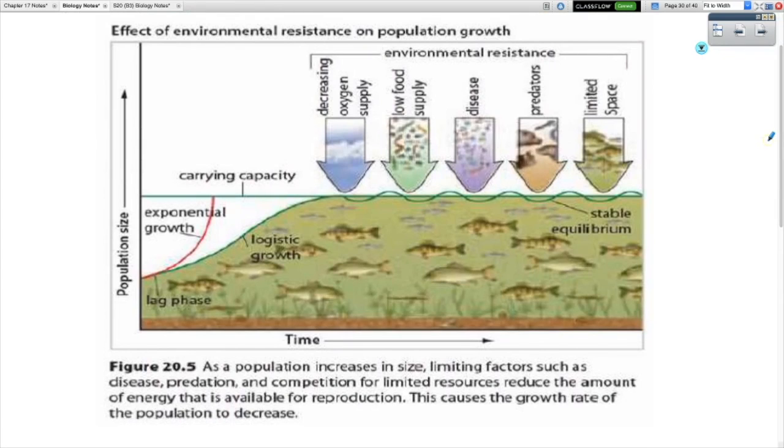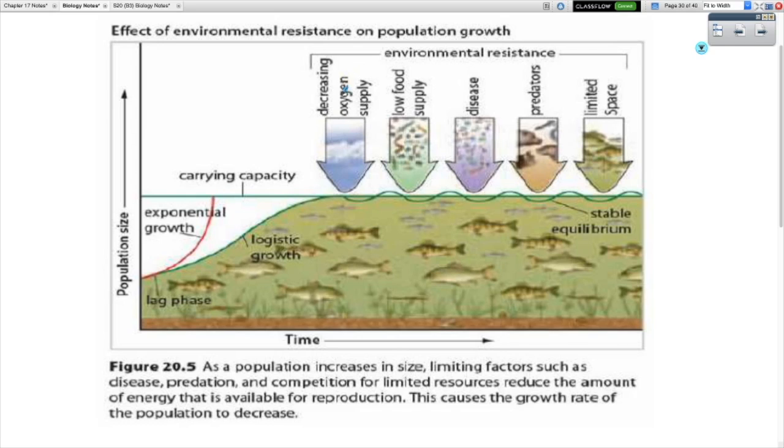Okay, so I like this graph. It's just a way to visualize it. So you can see we have some kind of fish here. Their population is growing. At first, it looks kind of like exponential growth, but then limiting factors start to come into play, right? And it hits what we call the carrying capacity. And then things start to say, okay, that's good. You can't grow anymore. And their population is limited.